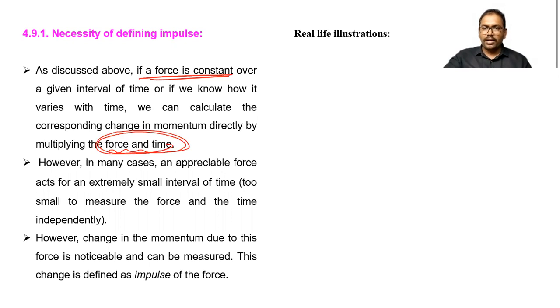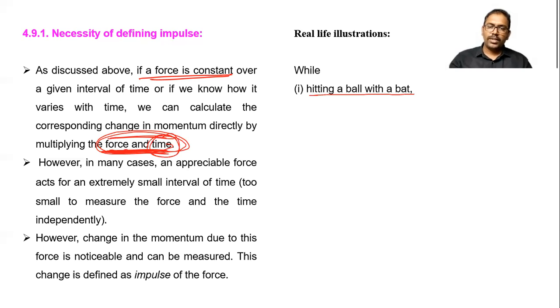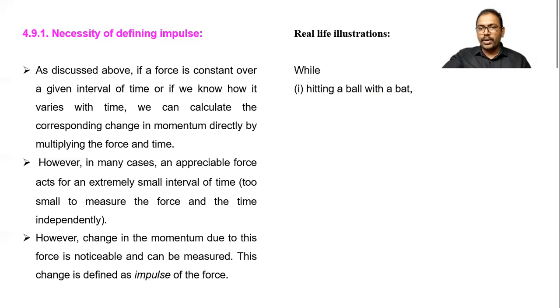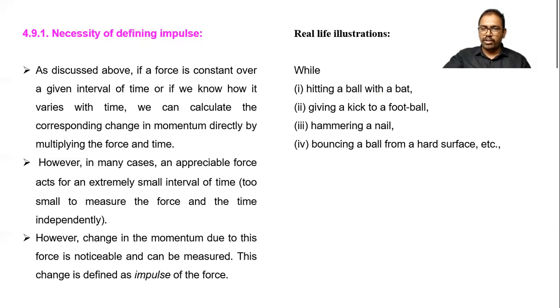Now let's see some real life examples. When we hit a ball with a bat, the ball and bat are in contact for a fraction of a second only. So in that case, it's very difficult to find out impulse because a larger force is acting for a very small time. So we can find out the change in momentum, and we get impulse. Giving a kick to a football is the same example. Hammering a nail is also similar, a larger force for a smaller interval. Bouncing a ball from a hard surface.